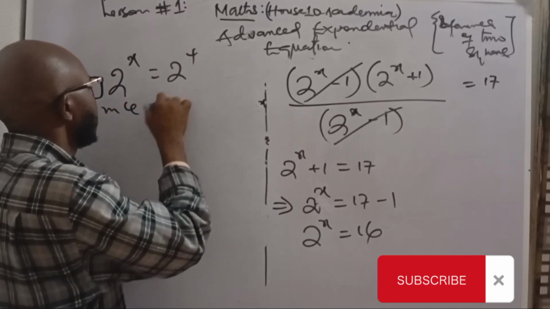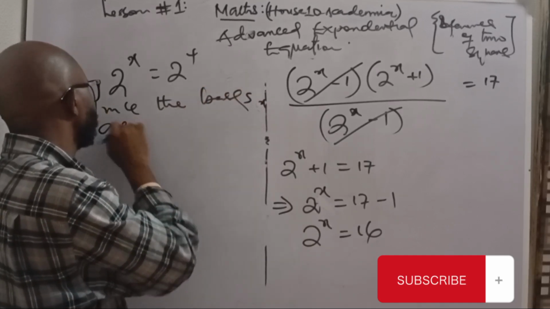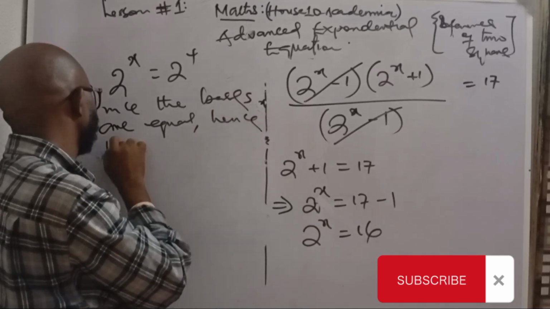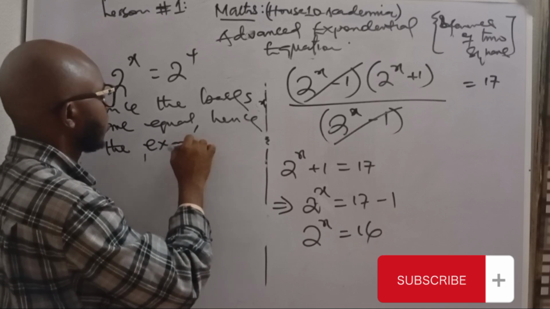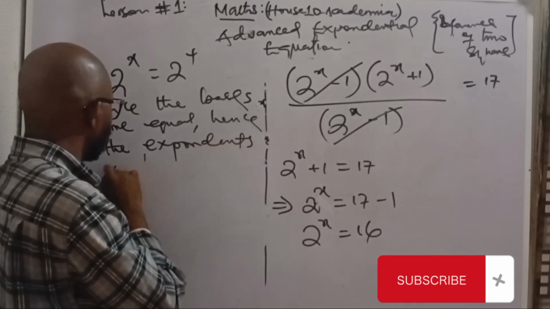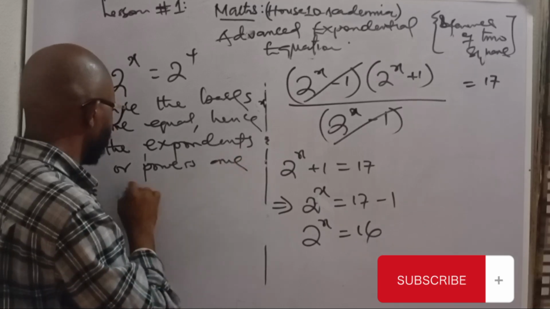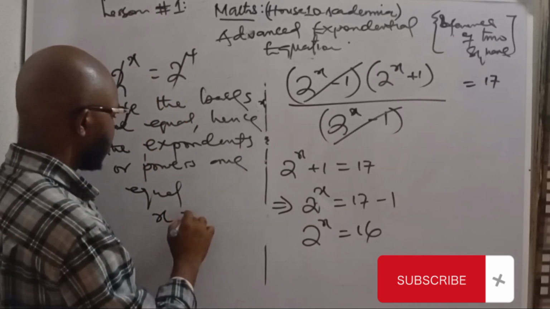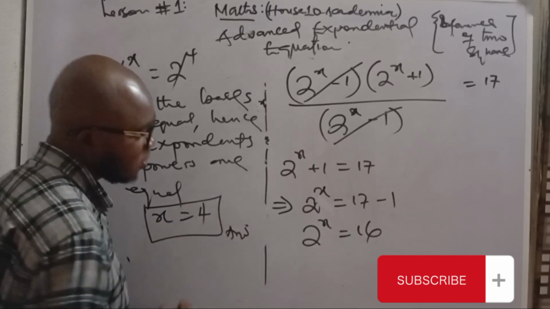Since the bases are equal, hence the exponents or powers are equal. So we are left with x equals 4. This is the value of our answer, and this is the value of x.